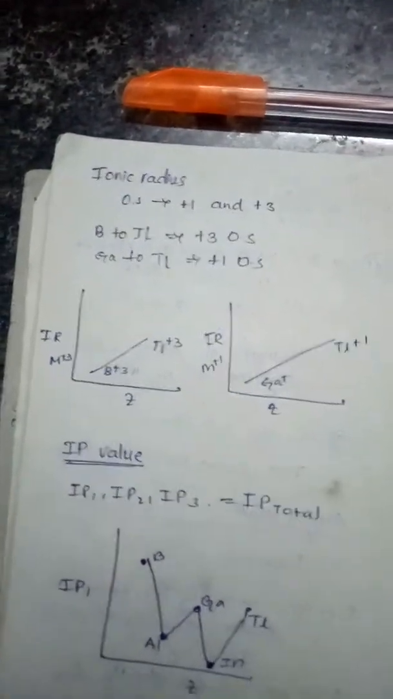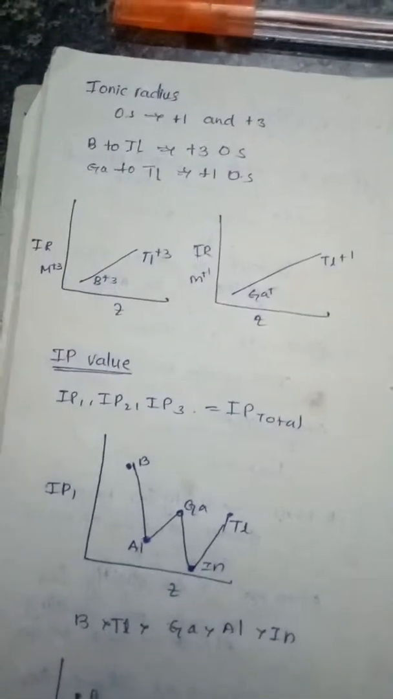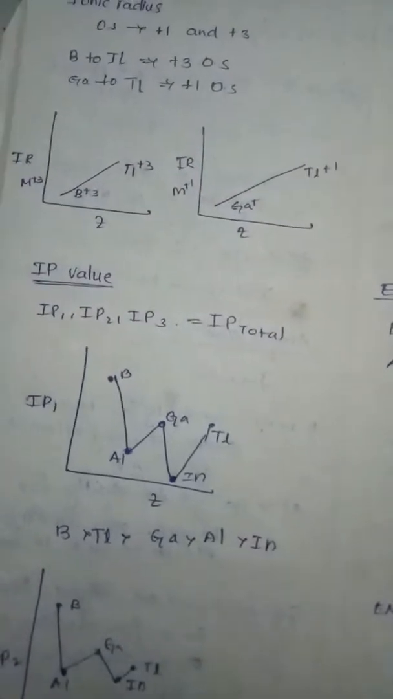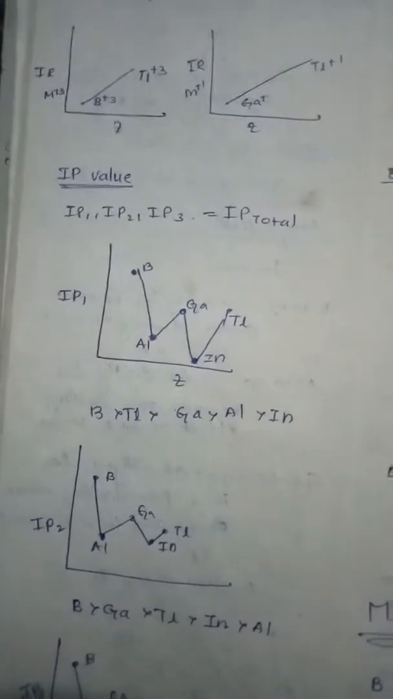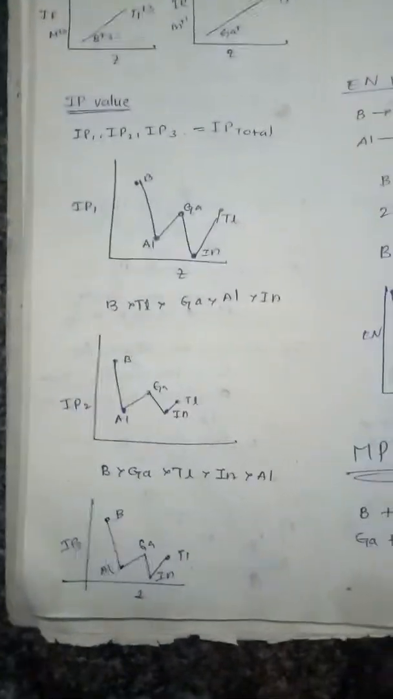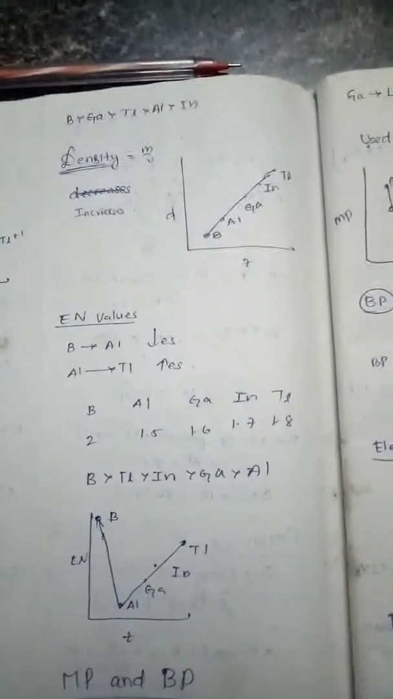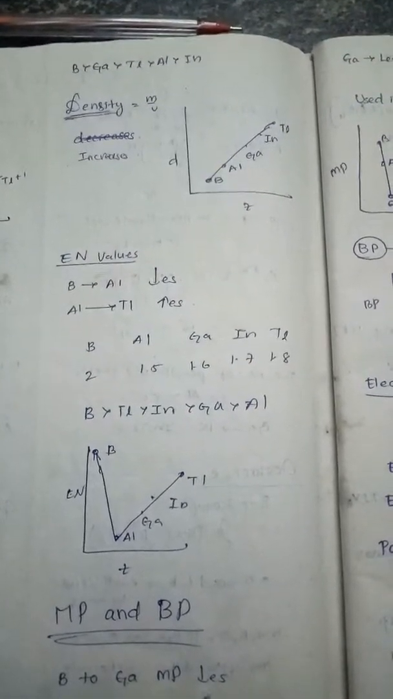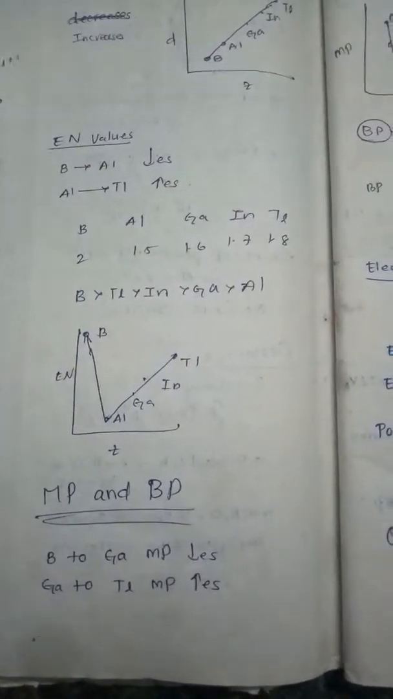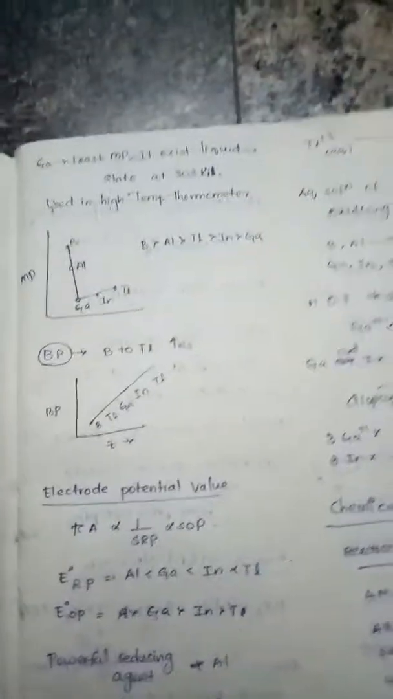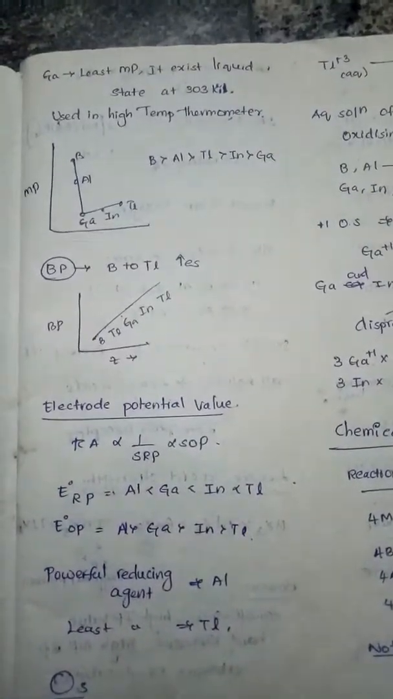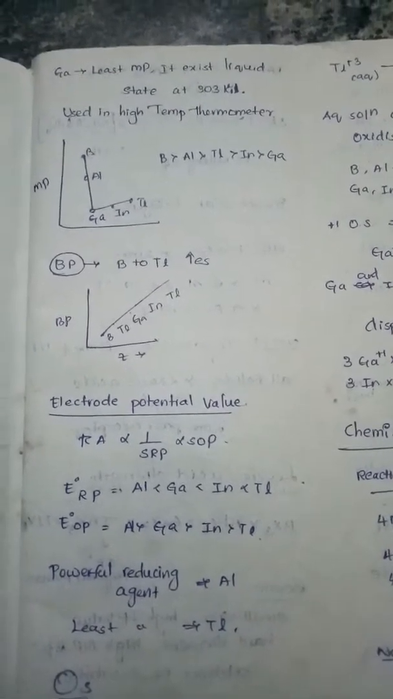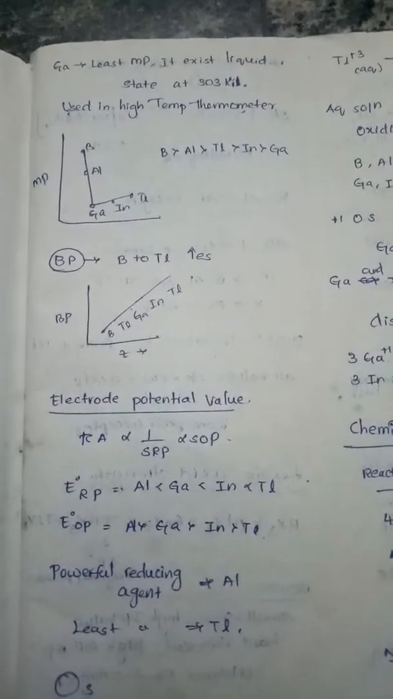Okay, next we go to ionic radius; their oxidation states are +1 and +3, and IP values IP1, and here we have the graphs of IP1, IP2, IP3, and then the graph for density, and then for electronegativity too, and then for boiling point and melting point. Here is the standard electrode potential value. Here we have a relation: reducing nature is inversely proportional to SRP value.